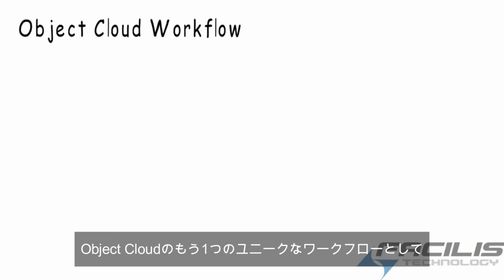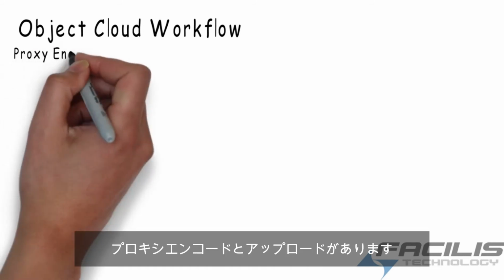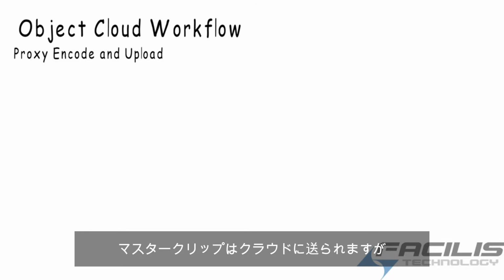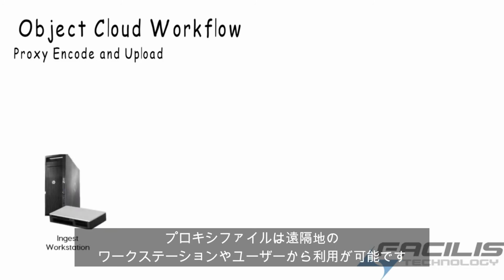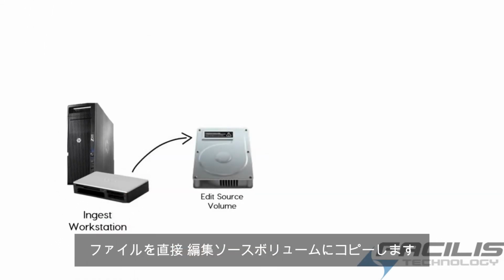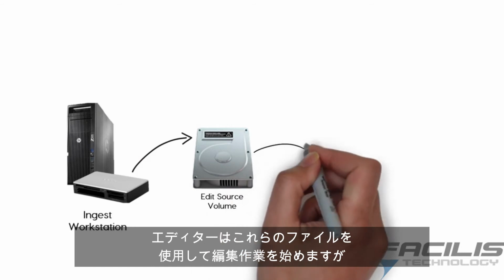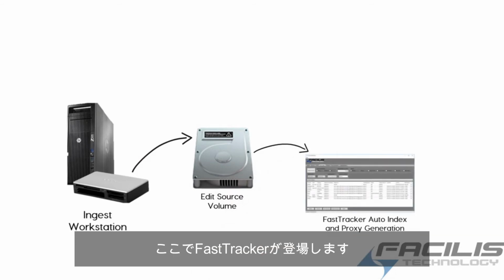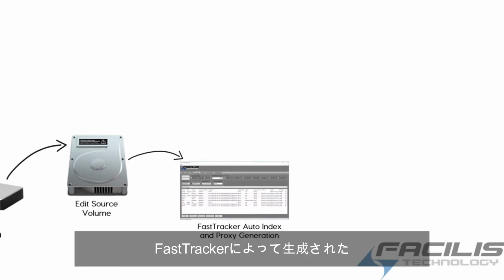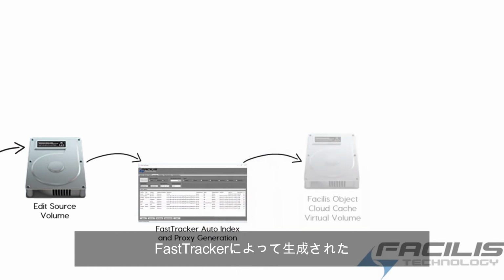Another unique workflow for Object Cloud is proxy encode and upload. This time the master clips aren't going to the cloud, but the proxies are, to make them available to remote workstations and users. The ingest workstation copies the files directly onto the edit source volume. The edit source volume will be used for editing. But Fast Tracker comes in and auto-indexes and generates proxies from those original master clips. The proxies land on the Object Cloud volume.